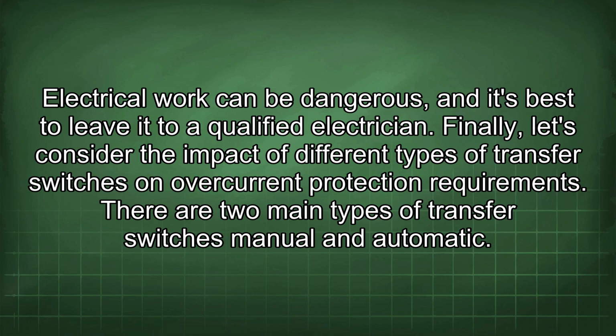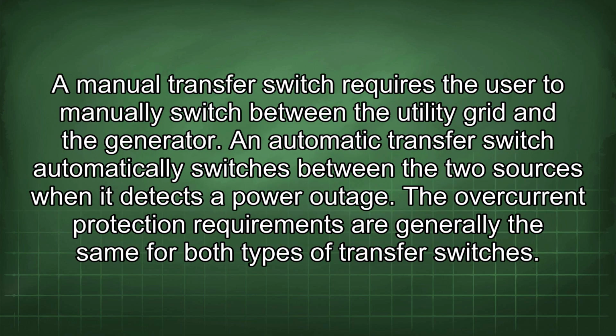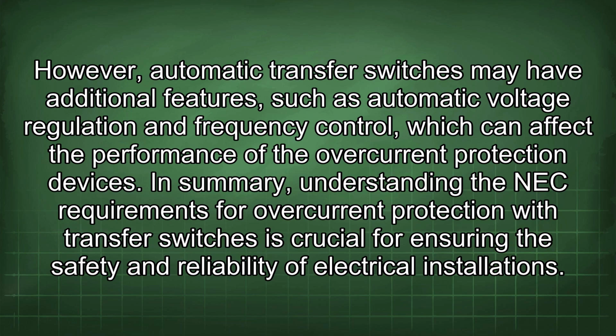Finally, let's consider the impact of different types of transfer switches on overcurrent protection requirements. There are two main types of transfer switches: manual and automatic. A manual transfer switch requires the user to manually switch between the utility grid and the generator. An automatic transfer switch automatically switches between the two sources when it detects a power outage. The overcurrent protection requirements are generally the same for both types of transfer switches. However, automatic transfer switches may have additional features, such as automatic voltage regulation and frequency control, which can affect the performance of the overcurrent protection devices.